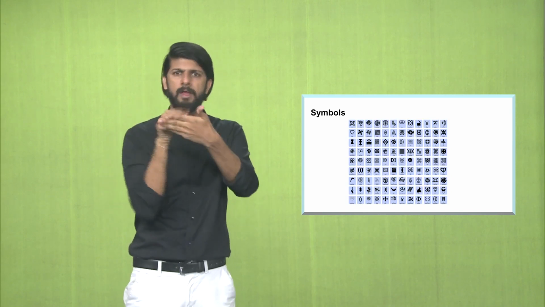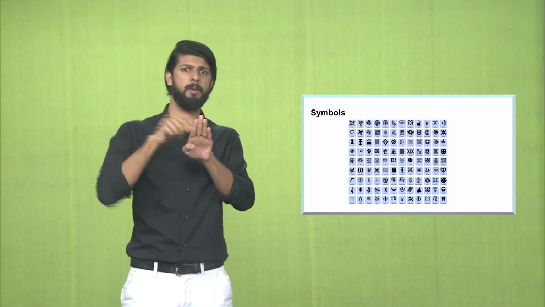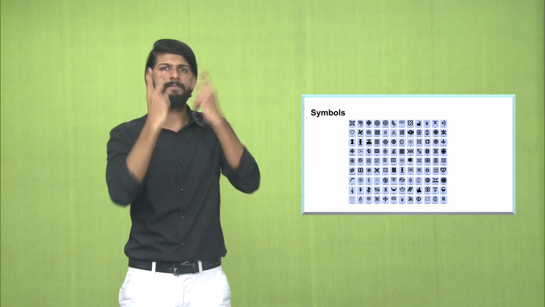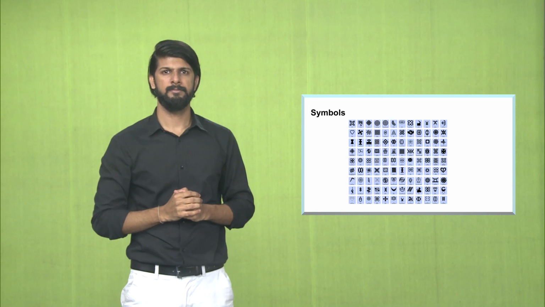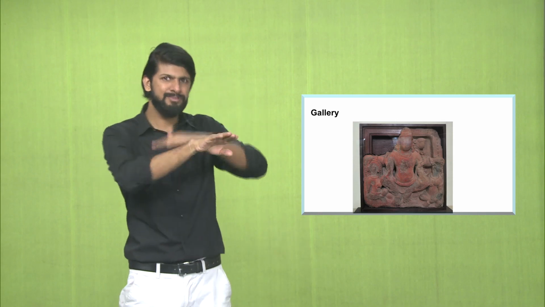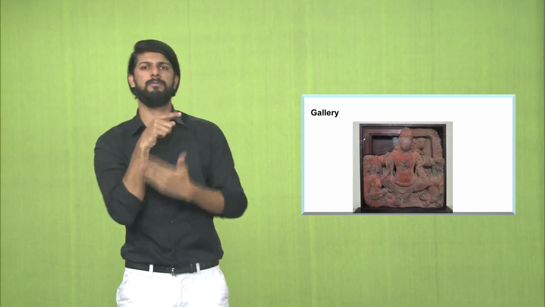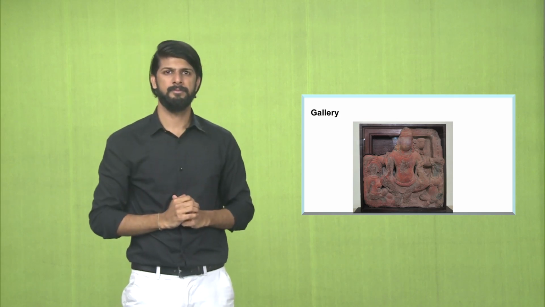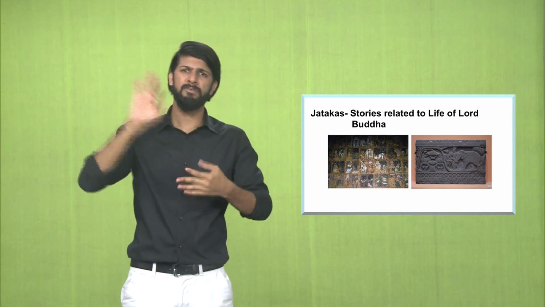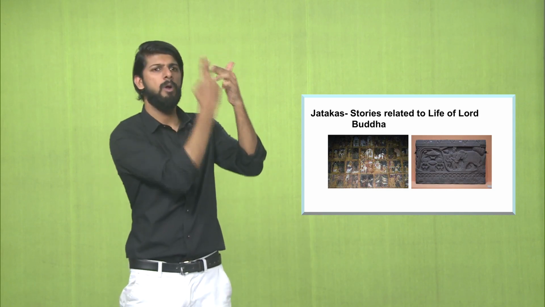Symbols are various shapes, designs, could be animals, could be a hand shape which has a symbolic meaning. Gallery, for example, you see a museum and the exhibits are kept in a gallery. Jatakas were events and scenes from the lives of Lord Buddha.